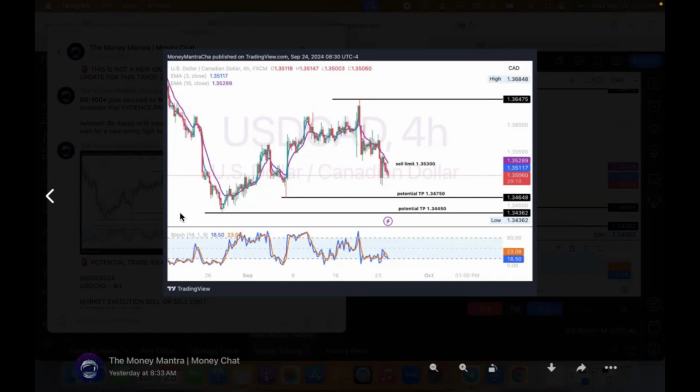Now, if you are familiar, you know this is going to be a trade breakdown. This is where I'm going to be reviewing a trade idea that I posted in my signals chat for the people that I'm currently mentoring.